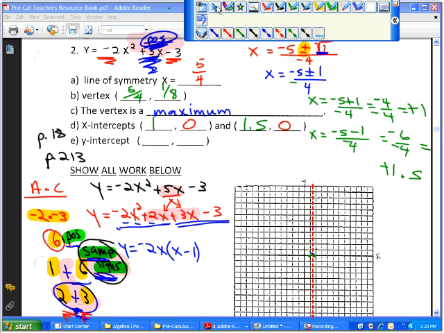Let's see what we're doing. We're thinking negative 2 times what would give me negative 2x squared? Well, I needed another x to get to x squared. Negative 2 times what would give me 2x? Well, I need to change the sign. So a negative 1. Okay?